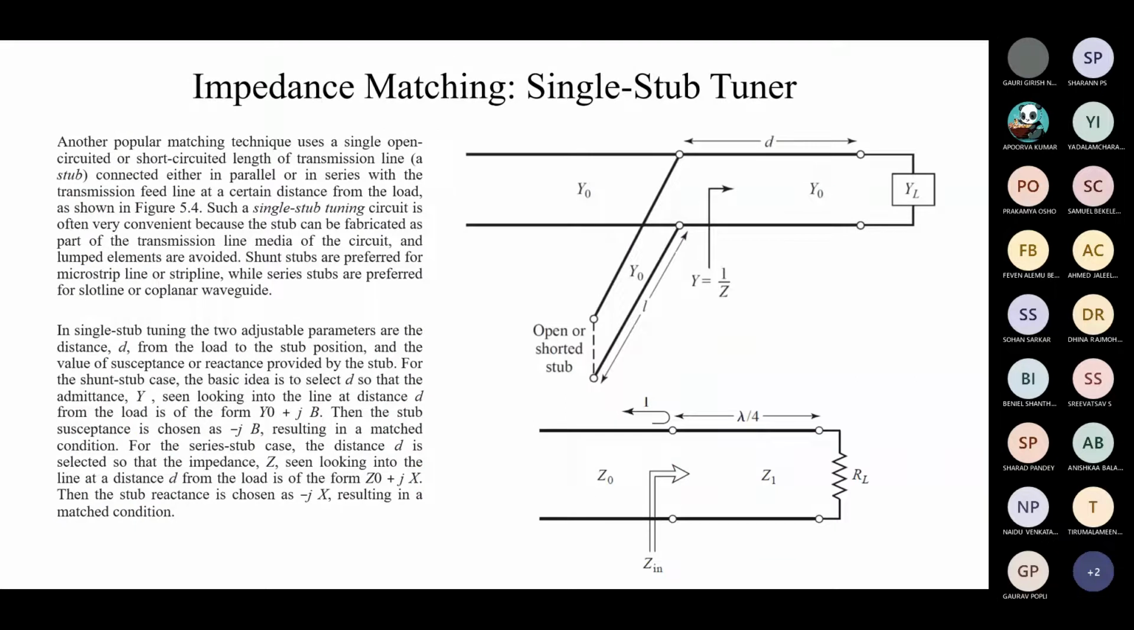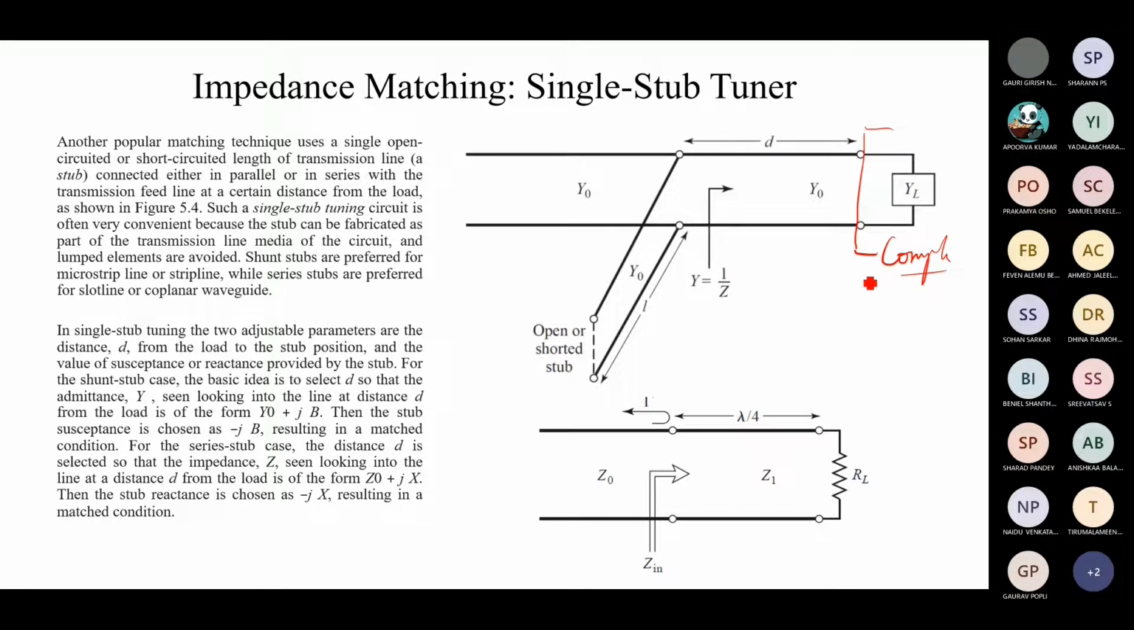Another very important application, which is today's topic, is the single stub tuner. We have good impedance matching networks, for example the quarter wave transformer, but that can solve only for the real part alone. If we have complex impedances, many circuits in microwave engineering are actually complex ones. For example, transistors, diodes, antennas, modulators, demodulators, and some advanced structures like mixers, multipliers, then power dividers. So many circuits are there, and they generally have their impedance as a complex value.